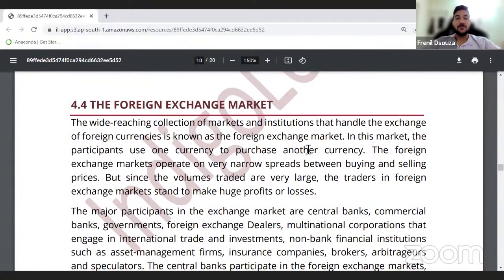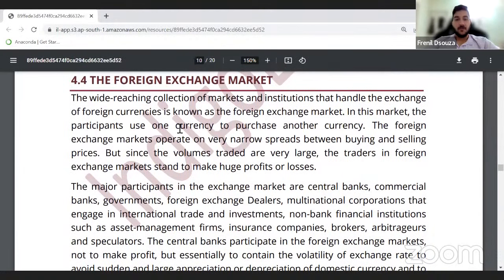Next, we have to study something about the foreign exchange market. Now, I'm not going to cover much about this because it's not very important. You can read it once. For the purpose of the exam, they might ask a short note on the foreign exchange market, but there is very little possibility. So if you read it once, that's more than enough.